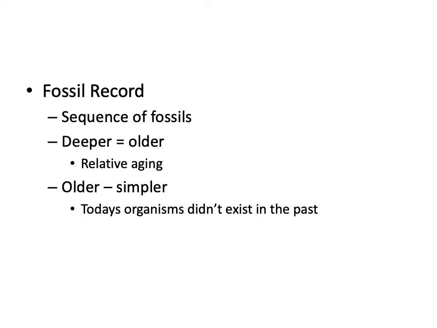Today's organisms did not exist in the past. In the past, if you go back far enough, organisms that existed were simpler than today's organisms. Go back even further and they were even less complex. These are some general trends we can see in the fossil record. And a general sequence of events, the history of life on Earth.